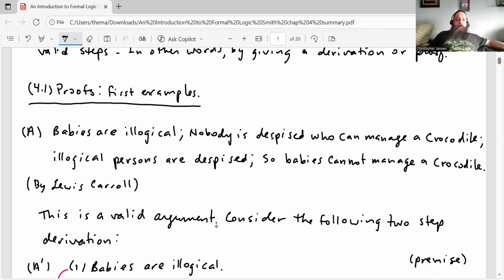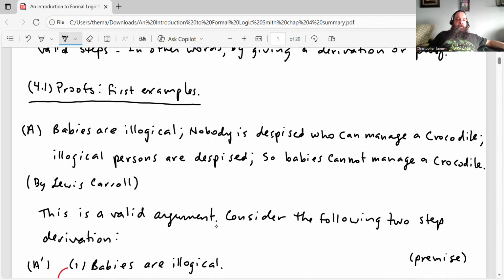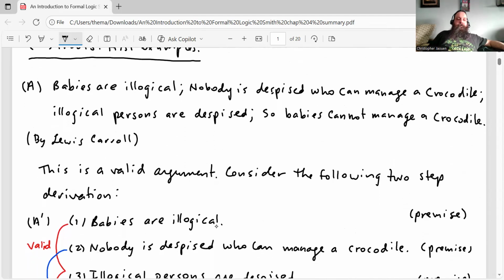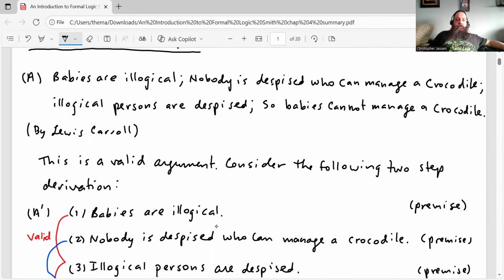Okay, and here are some examples. Argument A says: babies are illogical. Nobody is despised who can manage a crocodile. Illogical persons are despised. So babies cannot manage a crocodile. Apparently, this argument is by Lewis Carroll of Alice in Wonderland fame. He was also a mathematician and a professor, if you don't know. Anyway, this is a valid argument. Consider the following two-step derivation.